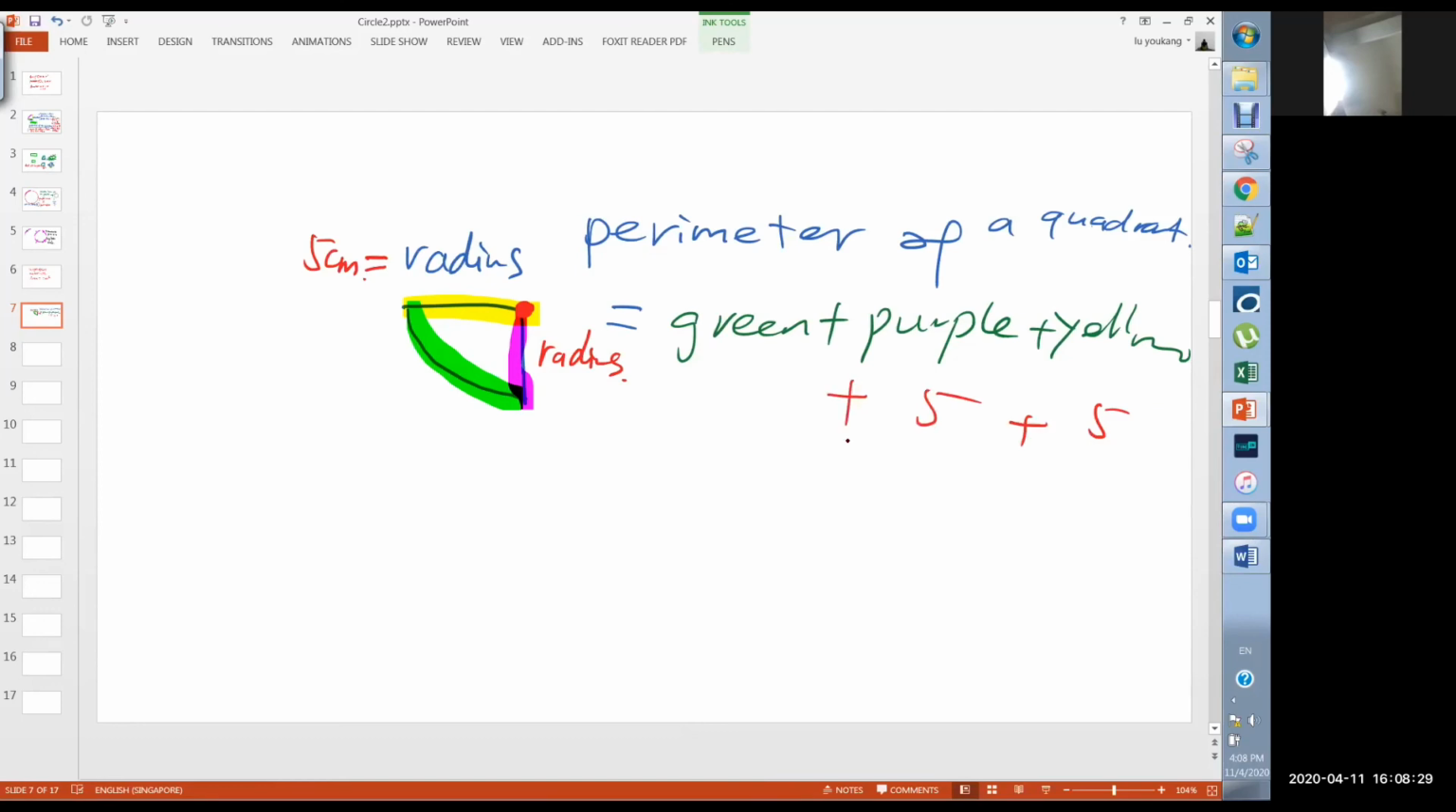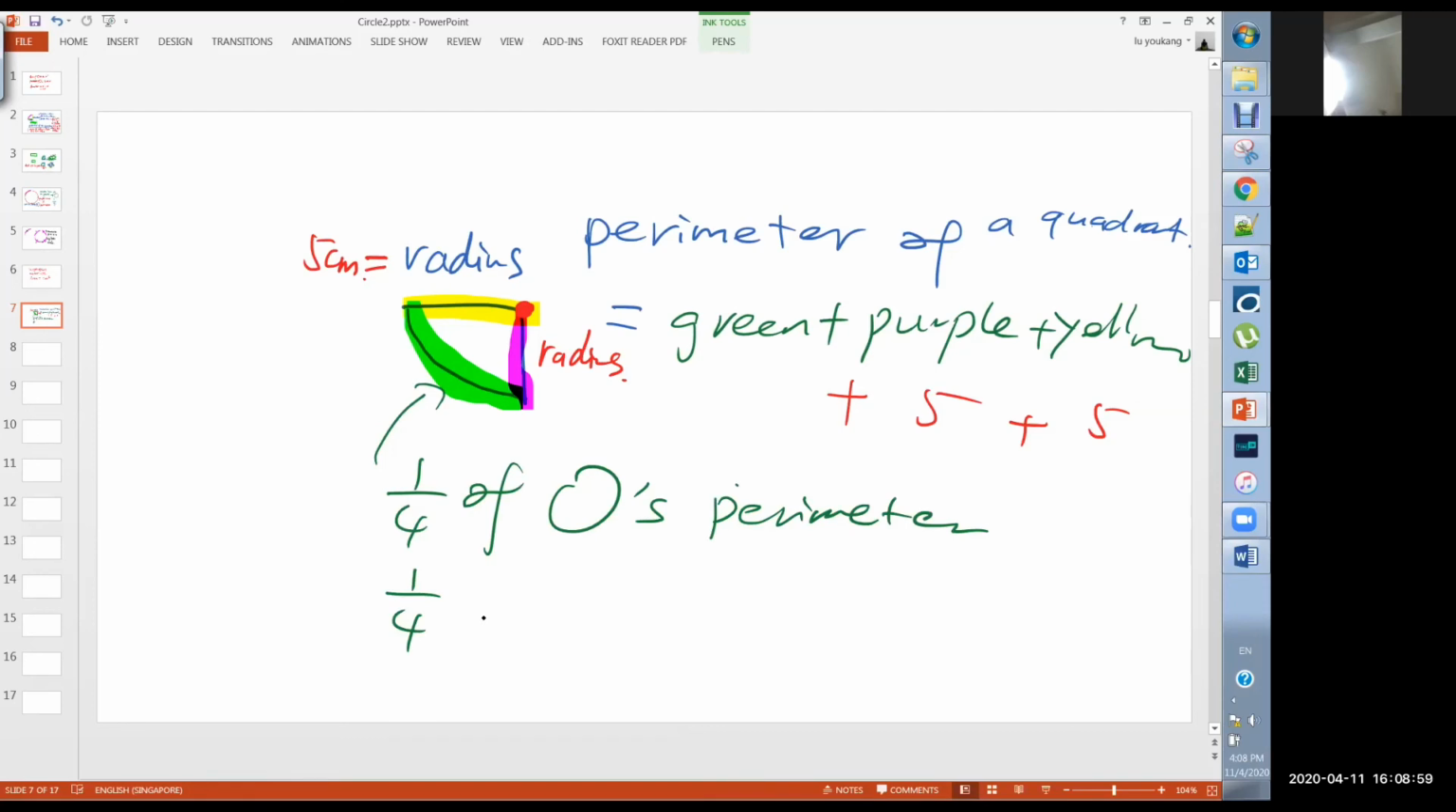So how do you find this green? The green line is always 1/4 of what? Of the circle's perimeter. Very good. So what you do is, 1/4 of means times. Very good. How do you find a circle's perimeter?